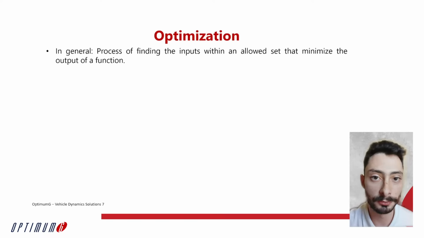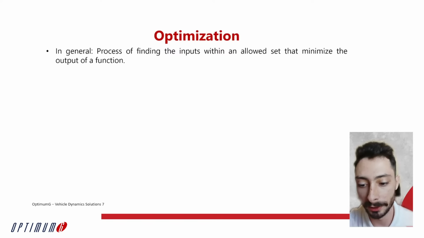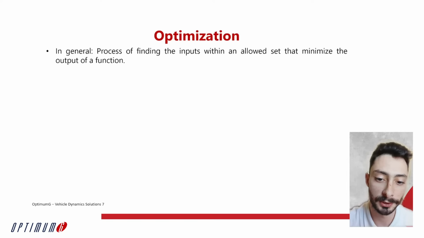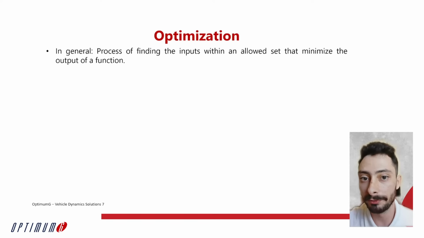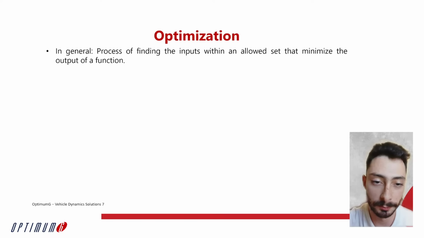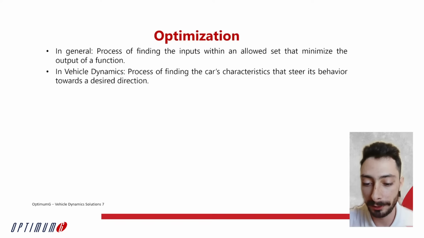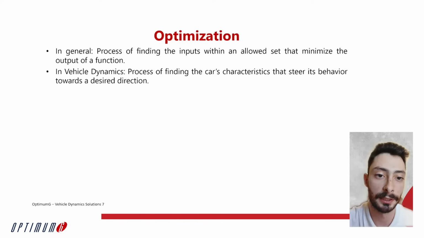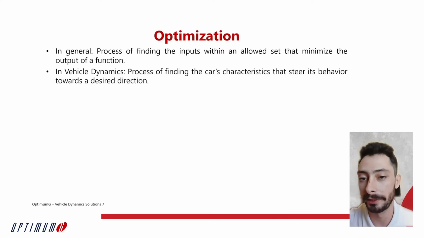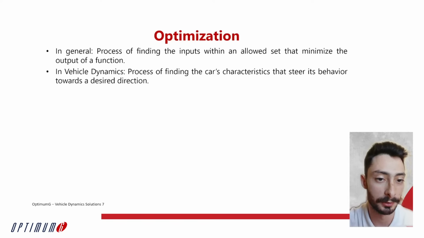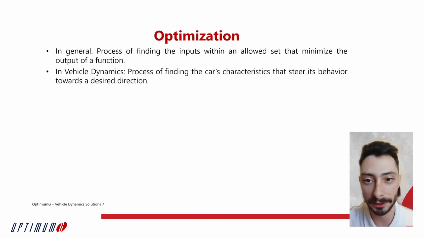Okay, so going over a little bit into optimization again. In general, optimization is the process of finding the minimum value for a given mathematical function, and more importantly, finding the combination of inputs that reach that minimum value. In our case, in vehicle dynamics, what we mean by optimization is that we want to find the combination of car characteristics that can get that car towards a certain goal. In racing mainly, the main thing that we're worried about, of course, is minimizing lap time, but that can not be the only objective that we have.